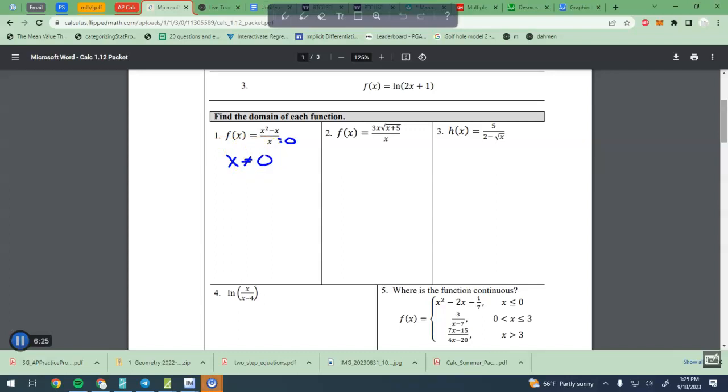You're not trying to find where it would. You're trying to find where it can and then list them. X can't equal 0. So you would write from negative infinity to 0 and from 0 to infinity. Or in the book, I think they use the union symbol, which means or. It's the same thing. It's just like a list. You can do it either way.